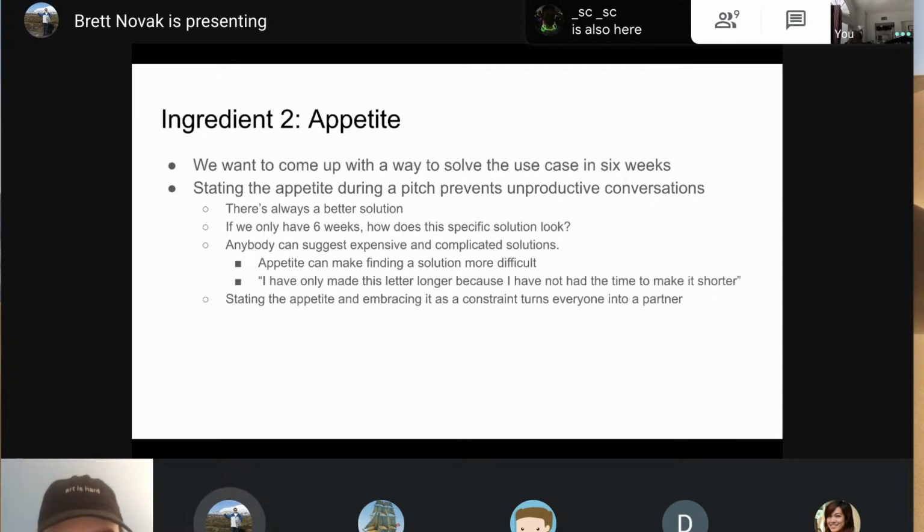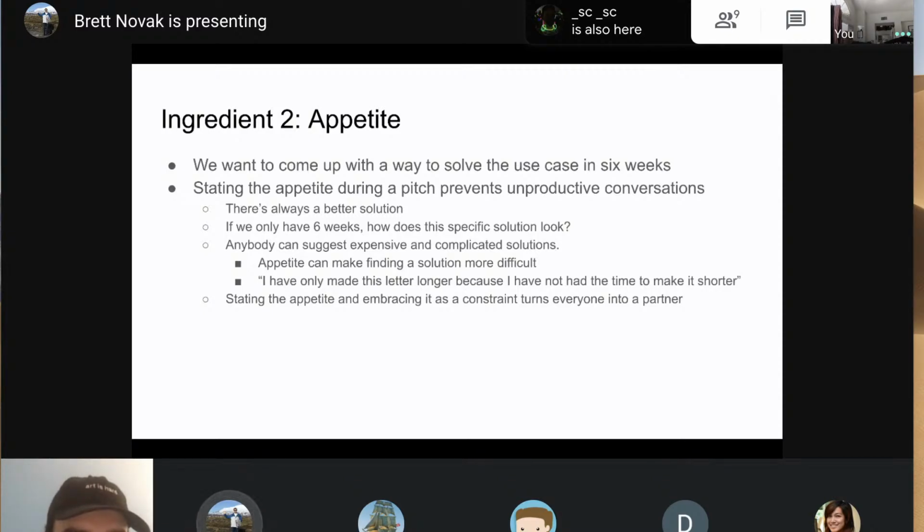Anybody can suggest expensive and complicated solutions. We can all go on tangents about how we could maybe write the thing in 5 lines of code instead of 20, but at the end of the day, we're going to have 5 people sitting in a meeting or multiple discovery planning meetings for hours just to get that. There's no point.